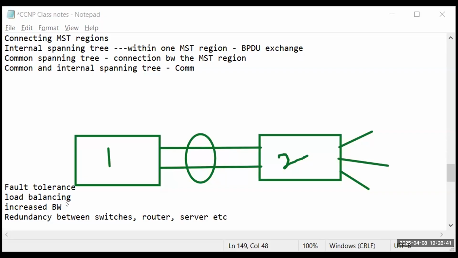But Ether channel consists of two protocols, that is one is LACP and one is PAGP. So PAGP is the Cisco proprietary, LACP is the non-Cisco proprietary.